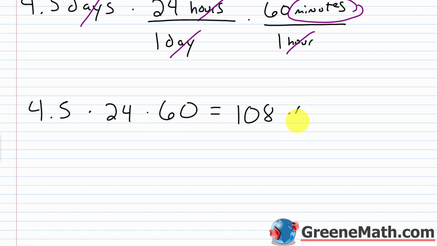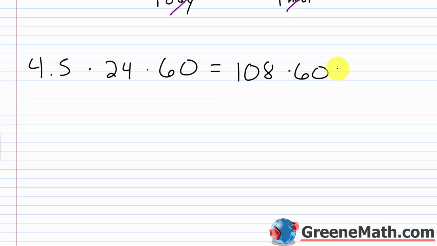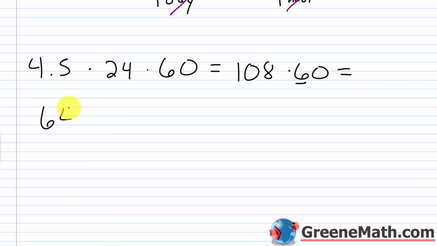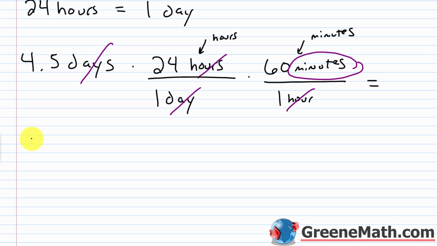Now I still need to multiply by 60. But to save myself a little bit of time, remember I have a trailing 0 here. So I can just do 108 times 6 and then attach a trailing 0 to the end of that. 6 times 8 is 48. 8 down, carry the 4. 6 times 0 is 0, plus 4 is 4. 6 times 1 is 6. So that's 648. Put a 0 at the end. It's 6,480. And we'll put that this is equal to 6,480, and then the units again will be minutes.